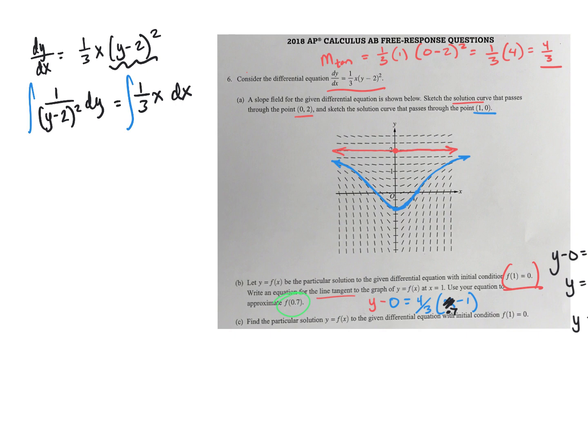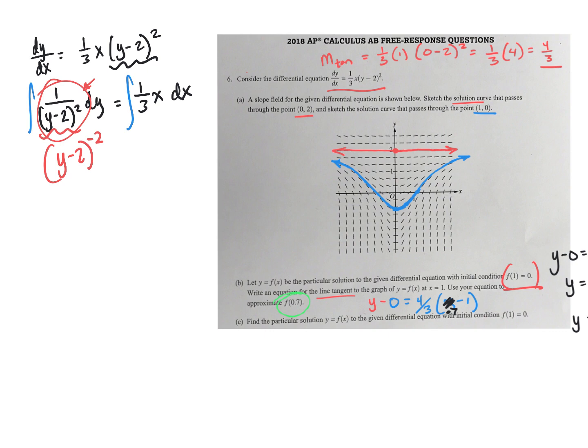Now, before I integrate, instead of 1 over y minus 2 squared, I'm going to think about it as y minus 2 to the negative second power. So hopefully we've done enough of these to where you know that this is not going to be a natural log antiderivative because it's 1 over something to the second power.